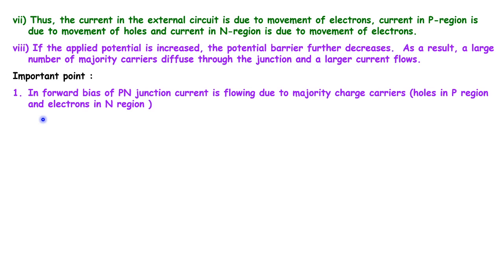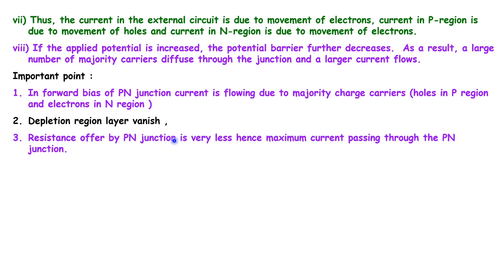The first point is, in a forward biased PN junction current is flowing due to majority charge carriers, holes in the P region and electrons in the N region, and the depletion layer vanishes. The resistance offered by the PN junction is very less, and hence maximum current passes through the PN junction.